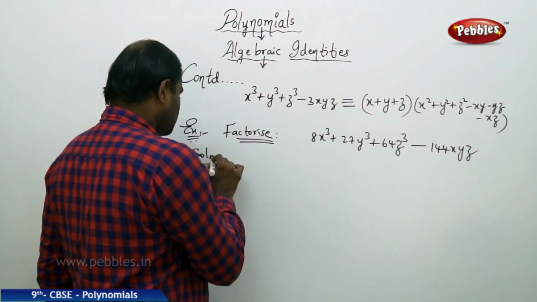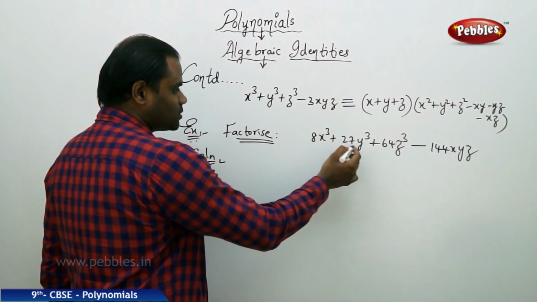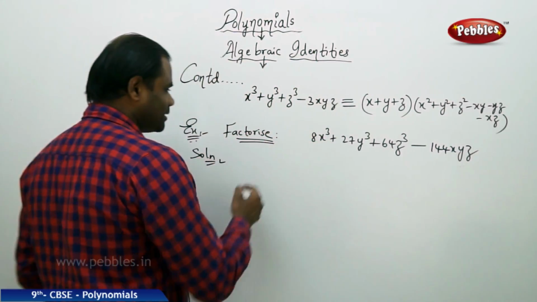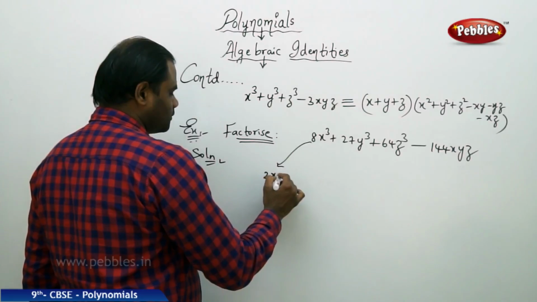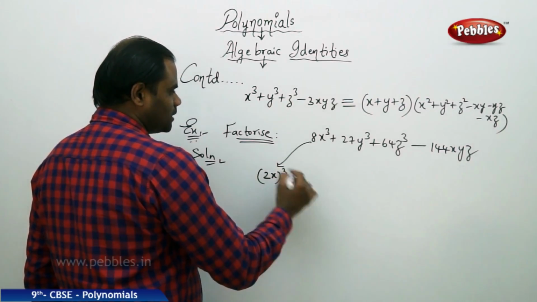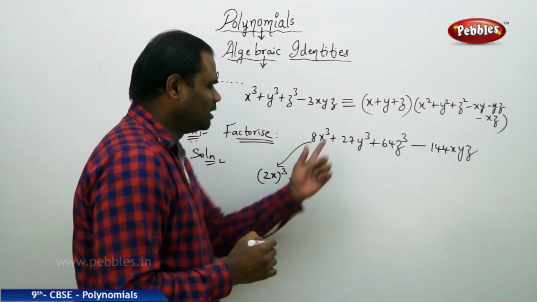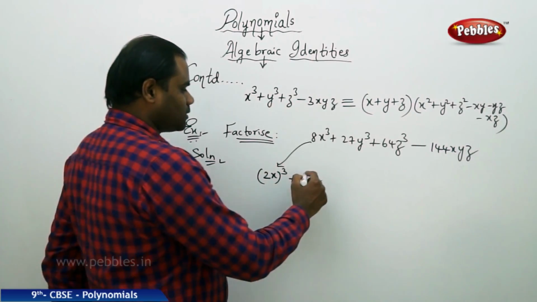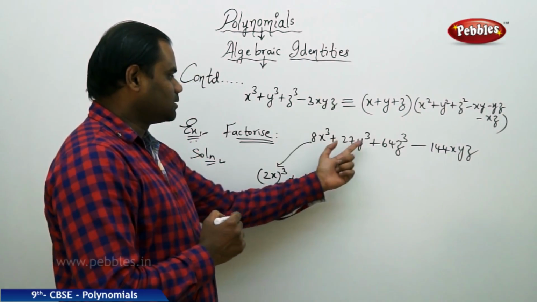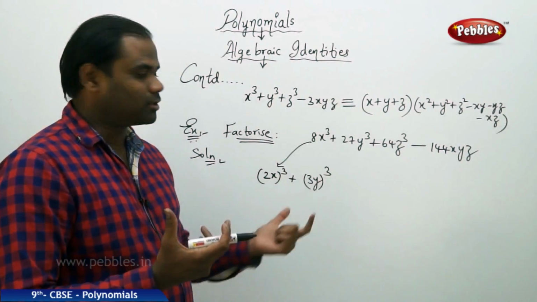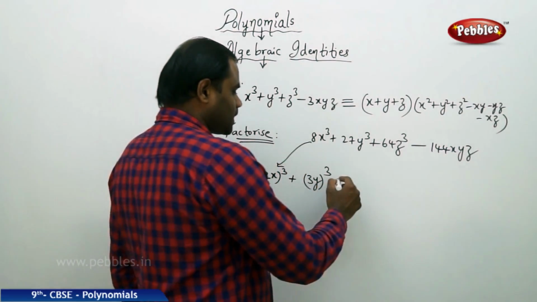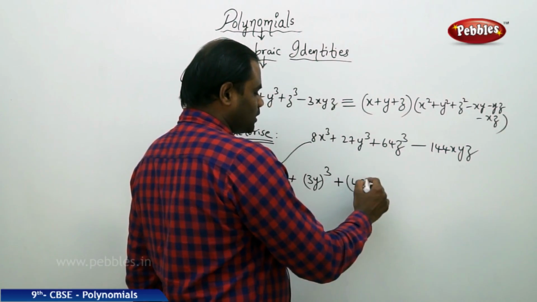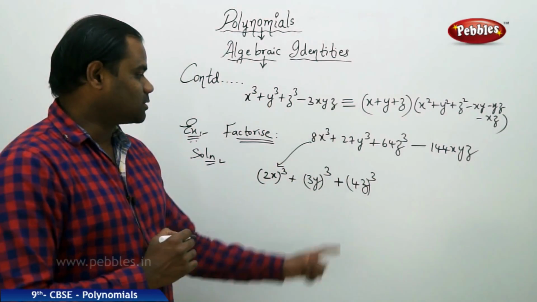Now the given problem, 8x cube plus 27y cube plus 64z cube minus 144xyz, can clearly be written as 8x cube, which is (2x) whole cube, plus 27y cube, which can be written as 27 being 3 cube, 3 times 3 times 3, so it is (3y) whole cube, the perfect cube of 3y. And similarly, I have 64, which can be written as 4 cube, and this can be written as (4z) whole cube.